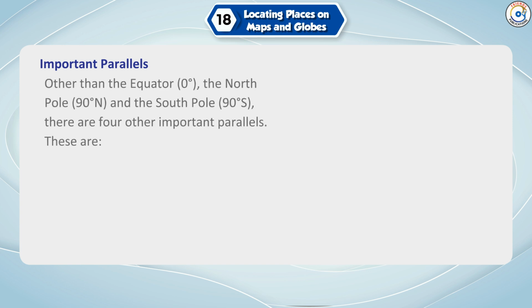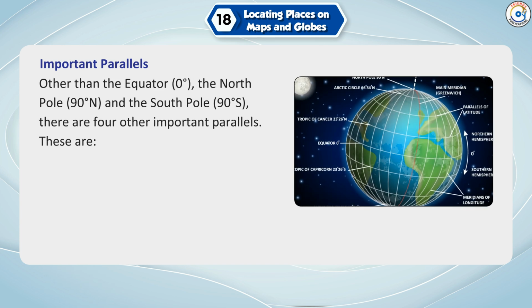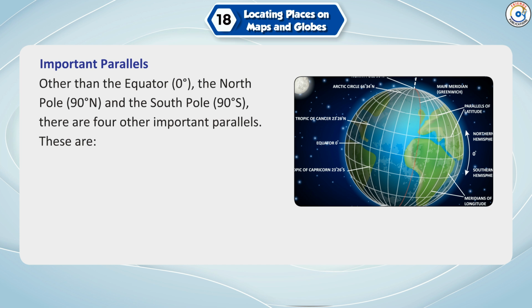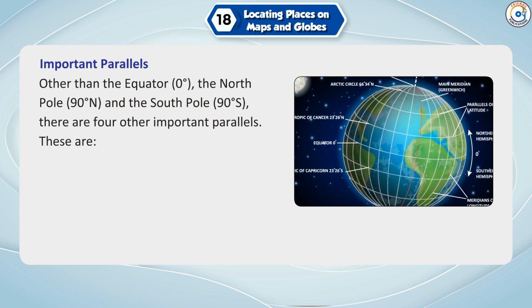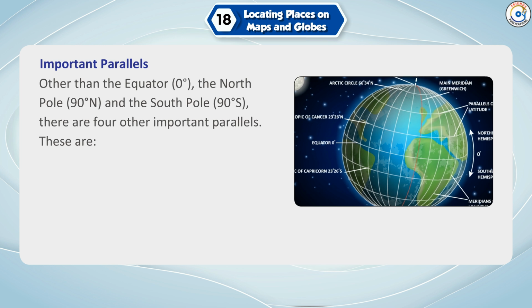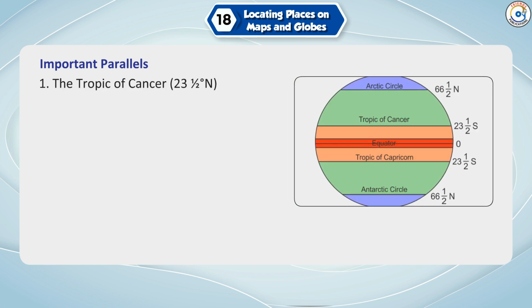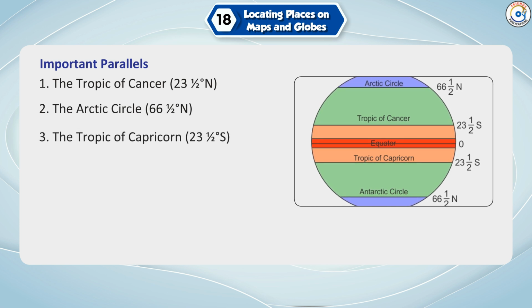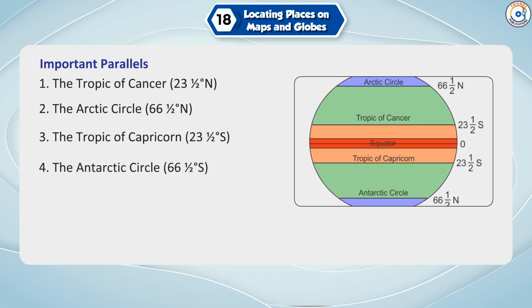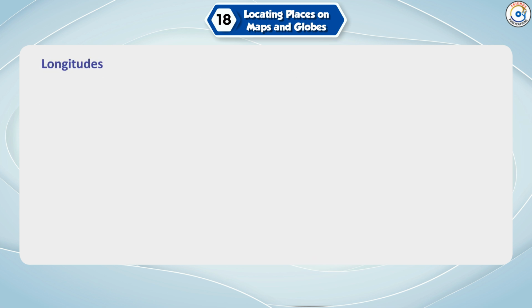Important parallels. Other than the equator, 0 degrees, the North Pole 90 degrees north and the South Pole 90 degrees south, there are 4 other important parallels. These are: 1. The Tropic of Cancer, 23.5 degrees north. 2. The Arctic Circle, 66.5 degrees north. 3. The Tropic of Capricorn, 23.5 degrees south. 4. The Antarctic Circle, 66.5 degrees south.